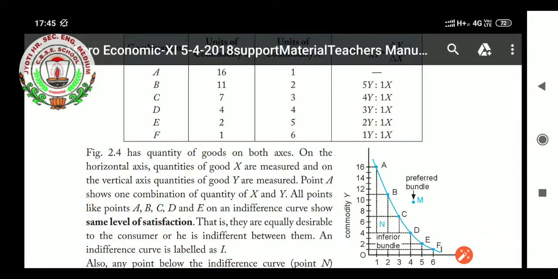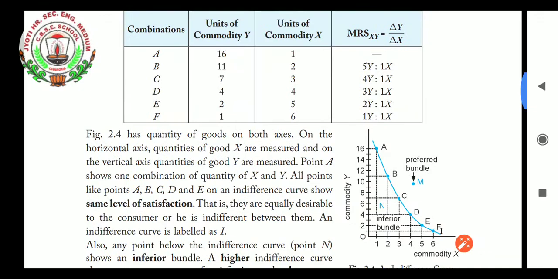At the second level, when we see C, from 11 to 7, the consumer sacrifices 4 units of Y to increase one more unit of X. So change in Y is 11 minus 7, that is 4, and change in X is 3 minus 2 equals 1.